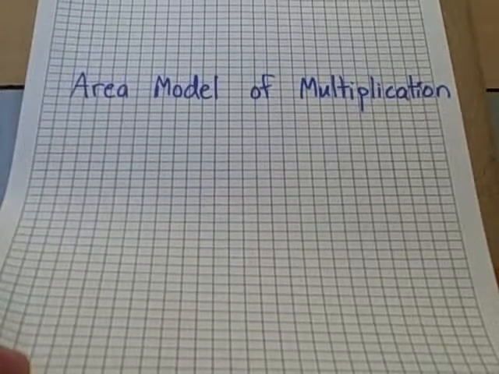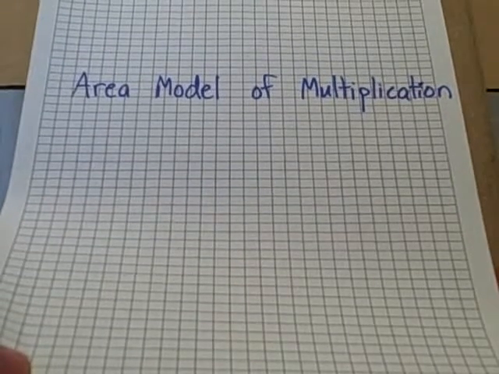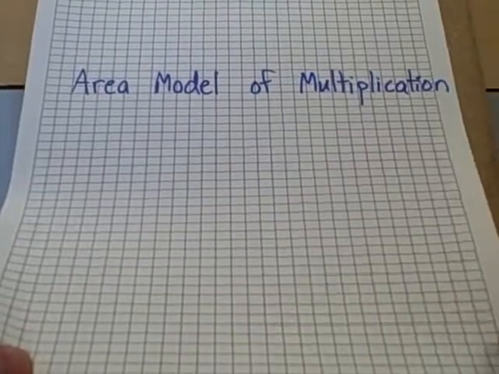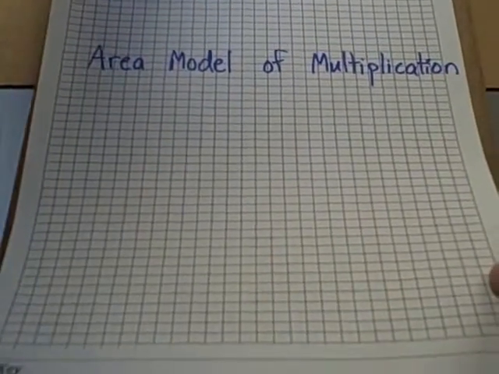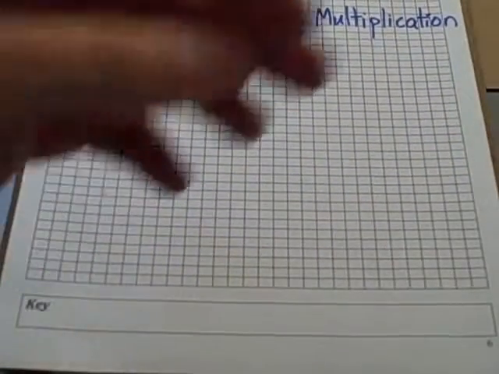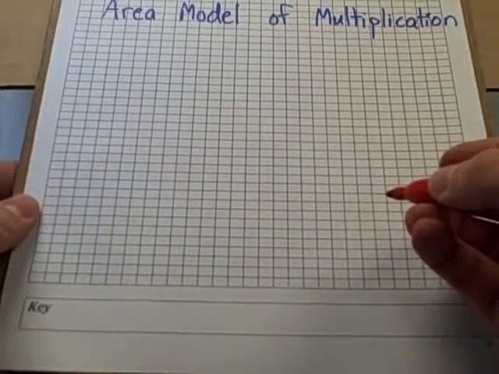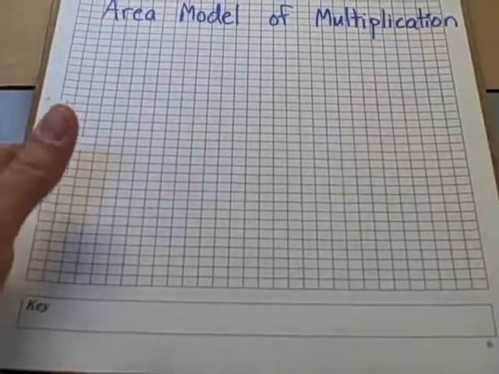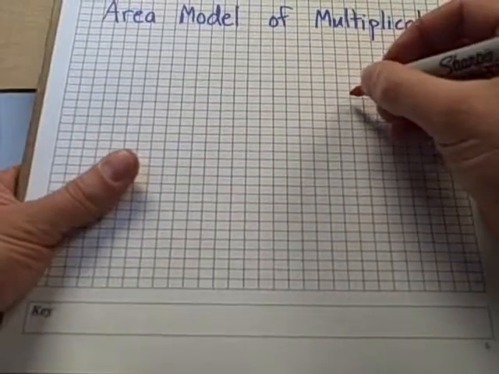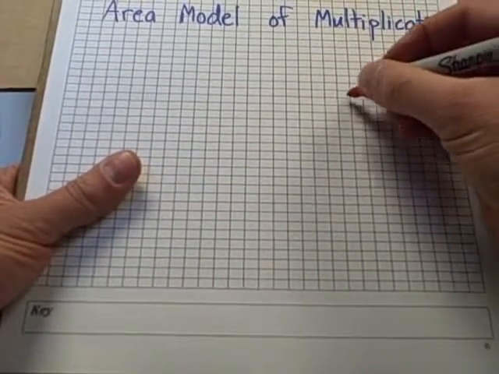Today we're going to be using the area model of multiplication to solve multi-digit multiplication problems. So let's take a look. The area model, basically you just create a rectangle out of a math problem. So we'll take a simple one now since we have this grid here.